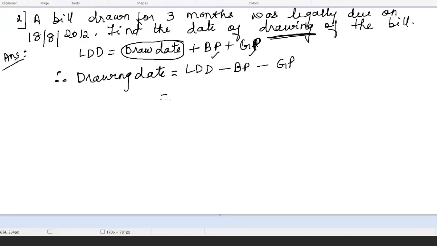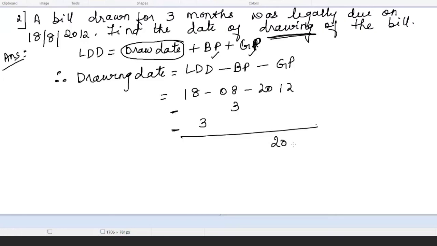So that is equal to, legally due date was 18/8/2012. Now it is minus bill period, 3 months, and you have to subtract 3 days, that is grace period. So here 2012 as it is, from 8, that is August, you are subtracting 3 months, so you are getting 5, May. And from 18th you are subtracting 3 days, so it is 15. So 15/5/2012 is the drawing date.